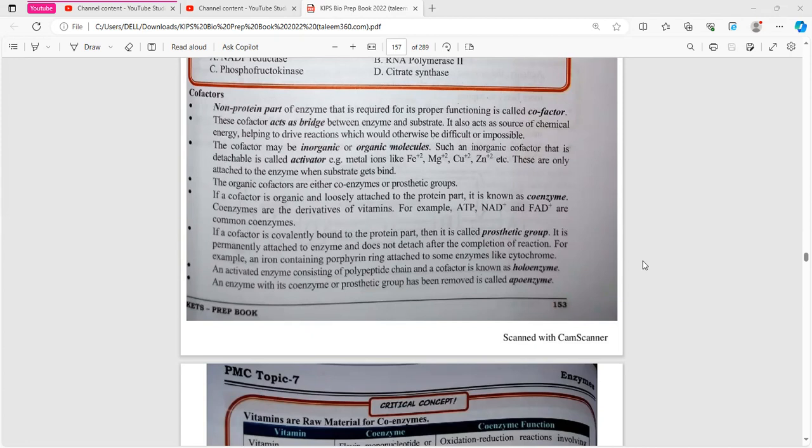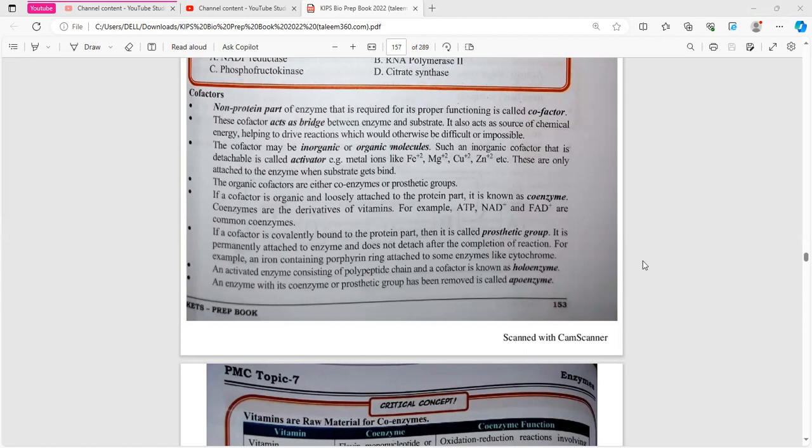If a cofactor is covalently bound, I repeat, covalently bound to the protein part, then it is known as a prosthetic group. The prosthetic group has a permanent attachment whenever the bonding between the two parts is covalent. It is always a permanent attachment, unlike coenzyme formation. Coenzyme formation is a reversible process. However, when a cofactor is covalently bound, it is always irreversible.